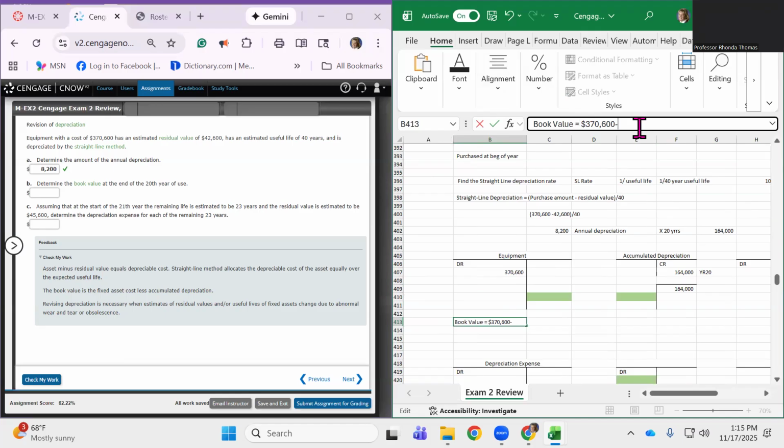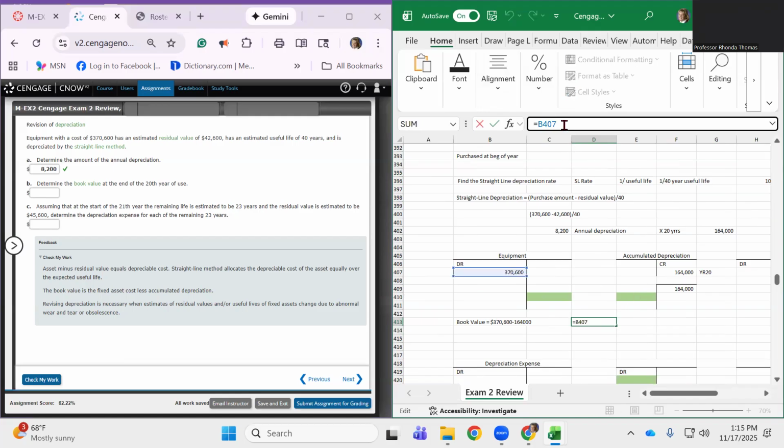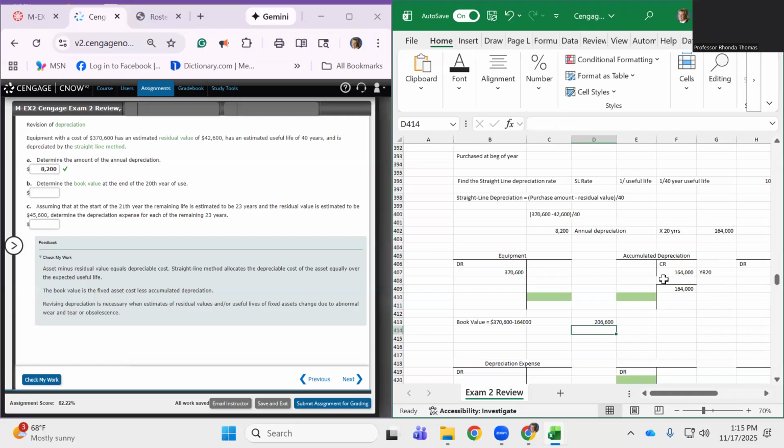So we have depreciated half of this already. They said it would last 40 years. Okay, so there it is. And then now I'm going to calculate this. That's what the formula looks like. But now I'm going to subtract the accumulated depreciation after year 20.